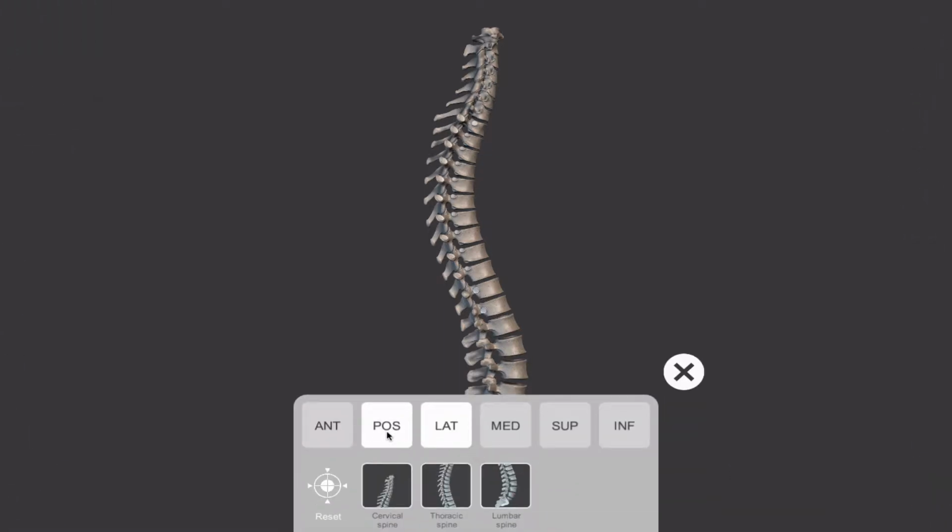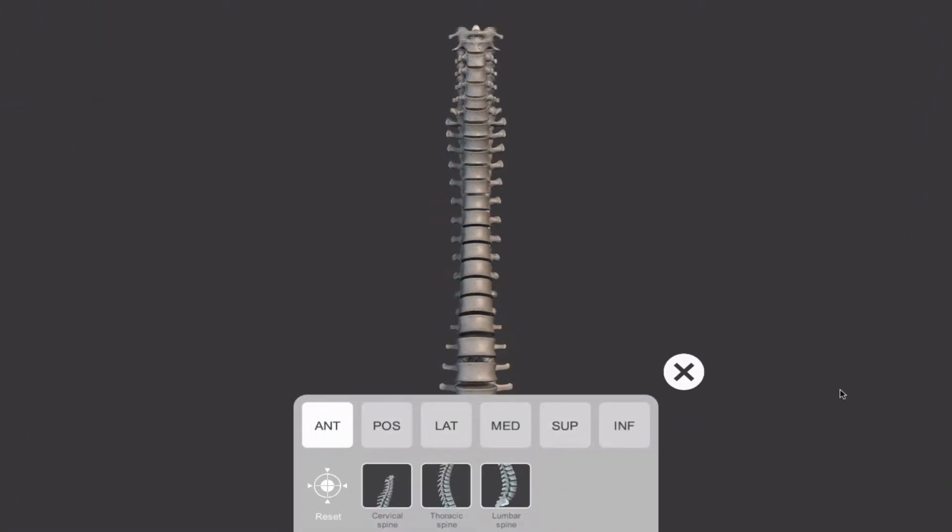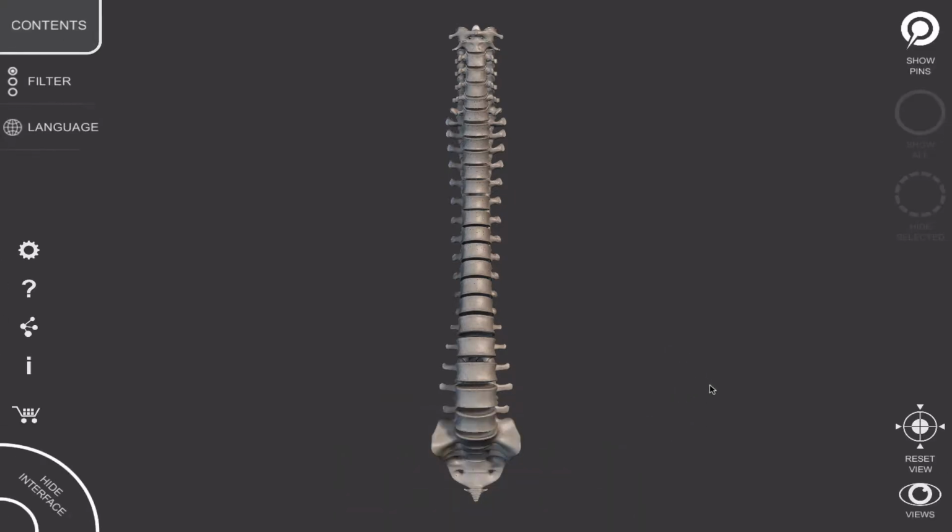Now, if we look at the spine from the front or the back, it should look straight. And if it doesn't look straight, this is where we have a problem going on. This would be most likely referred to as scoliosis if we have a side-to-side curvature.